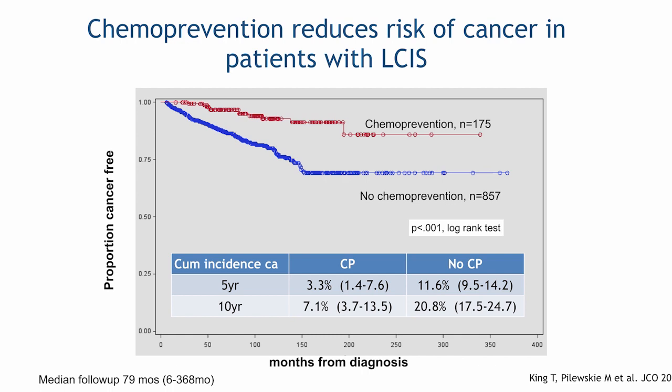So this is just data, again, from that large group of women at Sloan Kettering showing the likelihood of developing cancer over time. If you did not take chemoprevention, you were in the blue line. If you did, you were in the red line. And so we see the numbers at the bottom. With no chemoprevention, the likelihood of developing cancer at 5 years was 11%, and with chemoprevention, the likelihood was 3%. So it cuts that risk by more than half, okay?